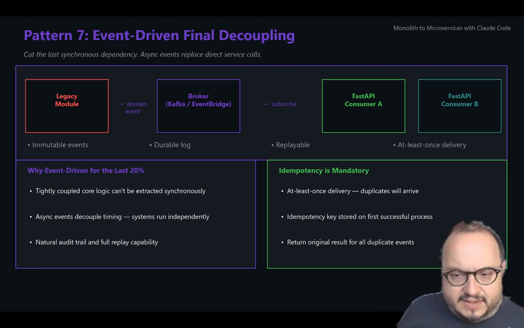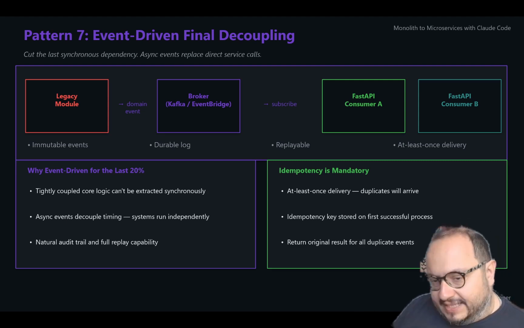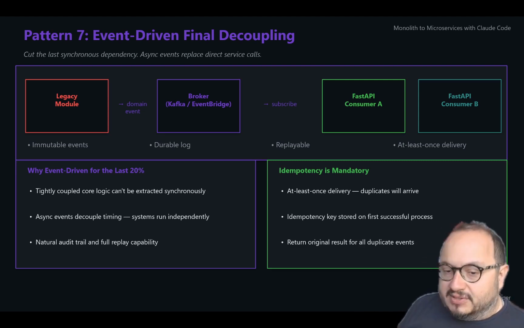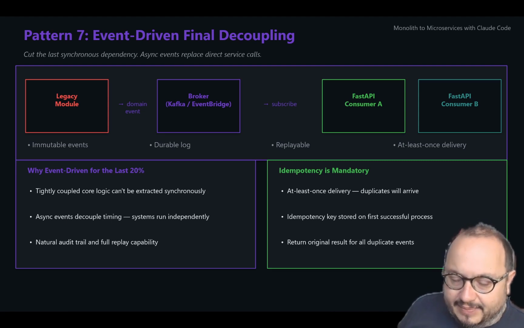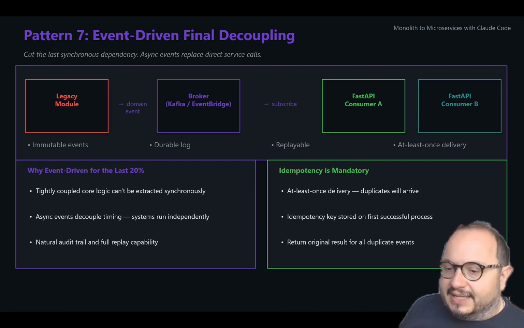The broker is Kafka for high-throughput durable streams, or AWS EventBridge, for example, for managed event routing. FastAPI consumers use background tasks or separate worker processes. The key design requirement is idempotent consumers. Events will be delivered at least once. The same event processed twice must produce the same result. Claude Code generates the producer event definition, the FastAPI consumer handler, and the idempotency key implementation. Pattern 7 is the completion of the migration, not an addition to it.